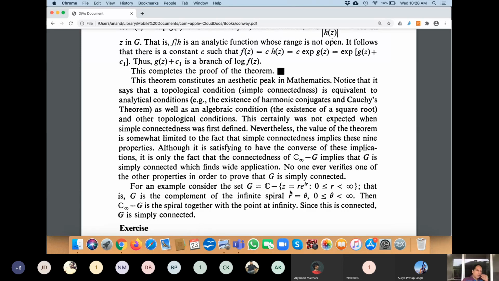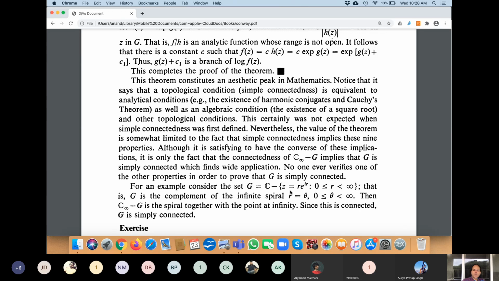So simply connected things can be somewhat complicated. But the point of the Riemann mapping theorem is that even such things are biholomorphic to the open unit disk. Just think about it. You remove this infinite spiral from the complex plane, and the remaining part is simply connected. So there is a biholomorphic map between the complement of the spiral and the open unit disk. That's the Riemann mapping theorem. So it's quite powerful, very nice.